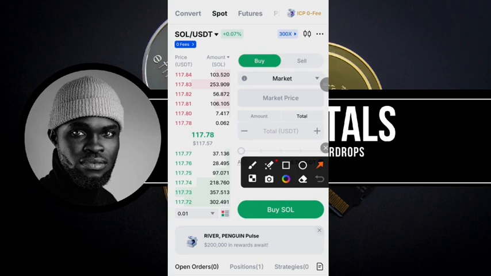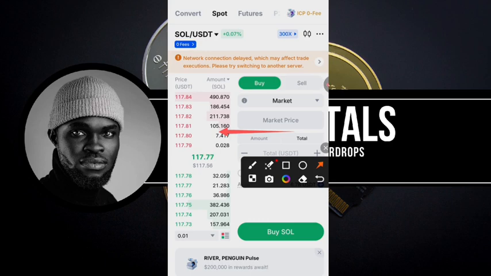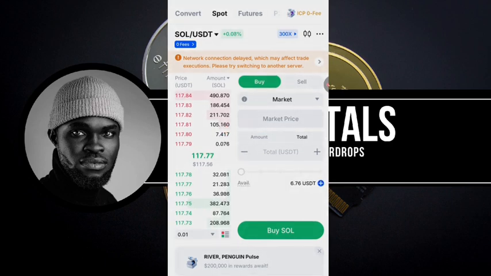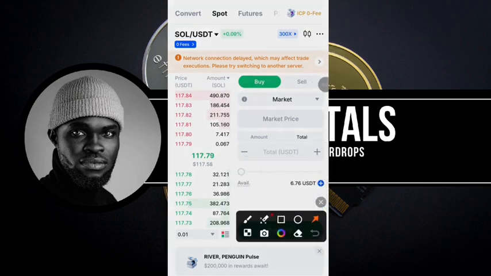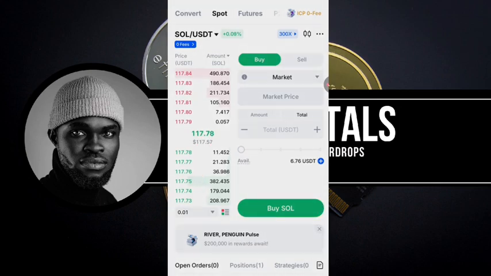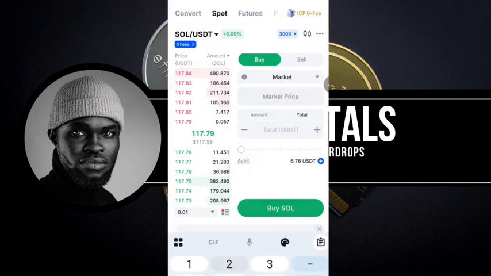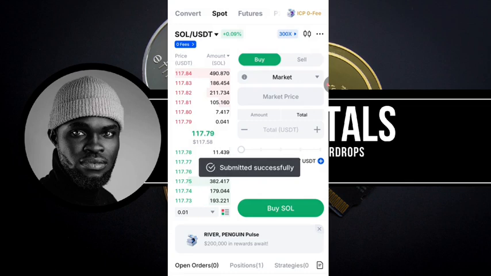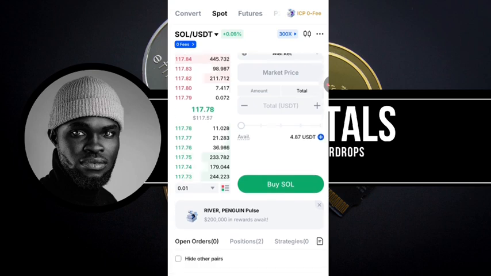The best available price in the market is this particular price that is here. You can see this price here is the best available price in the market. So if I just say I want to buy 2 USDT worth of Solana, and I click on buy Sol, it automatically submits my order. My market order is automatically submitted.